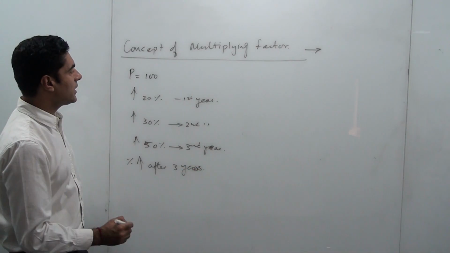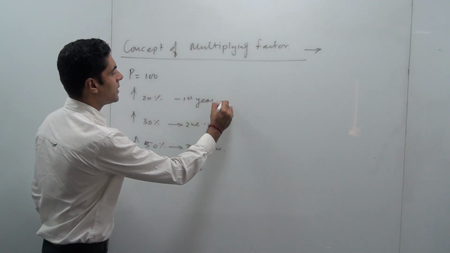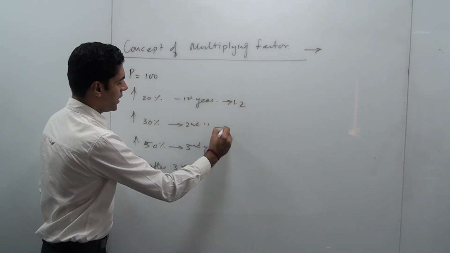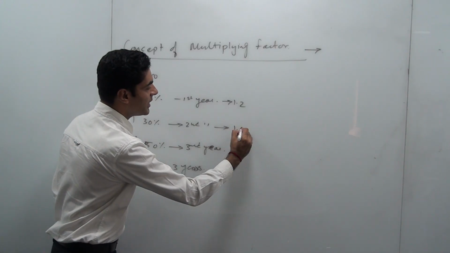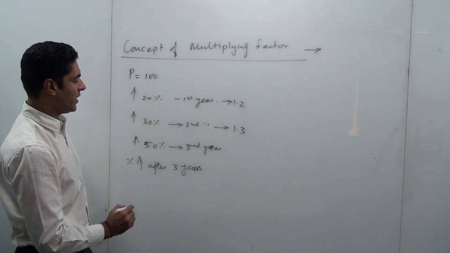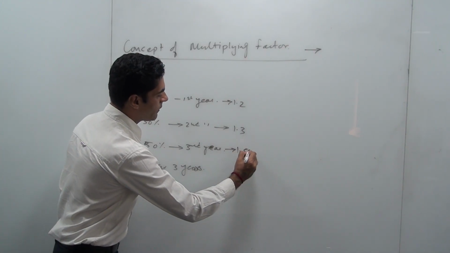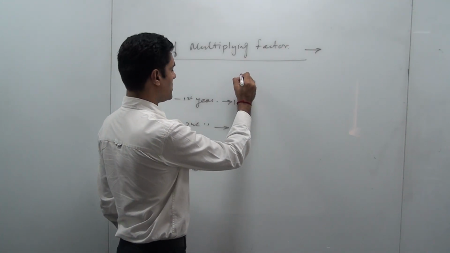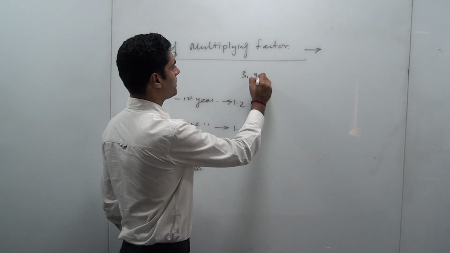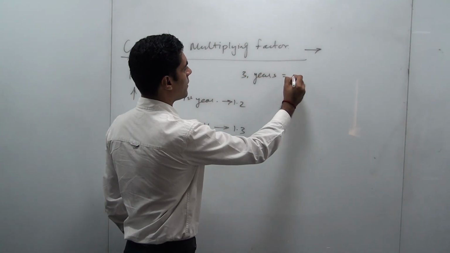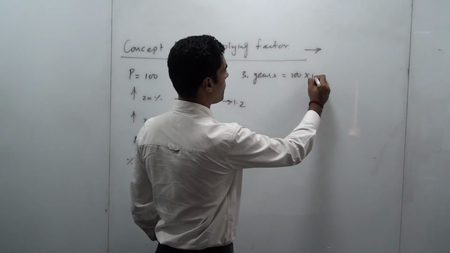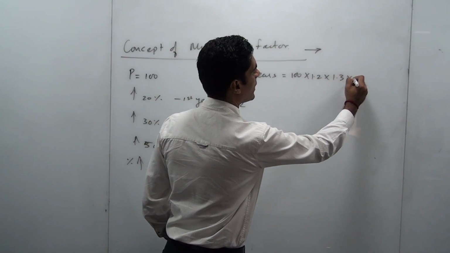So as I told you, an increase of 20% means a multiplying factor of 1.2. An increase of 30% directly means a multiplying factor of 1.3, and an increase of 50% means a multiplying factor of 1.5. Now, your net population after 3 years will be 100 into 1.2 into 1.3 into 1.5.